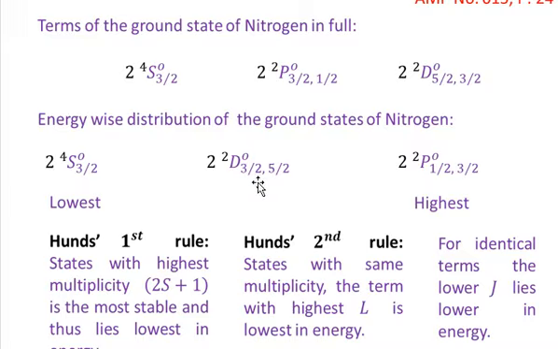So this D term lies lower in energy. Now the third term we are left with, of course, will have the maximum energy. So the lowest one is the 4S term. The next one is a 2D term. The third term is the highest in energy, which is the 2P term.